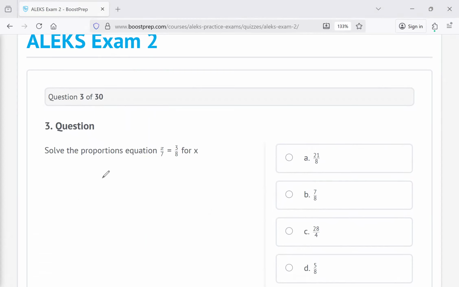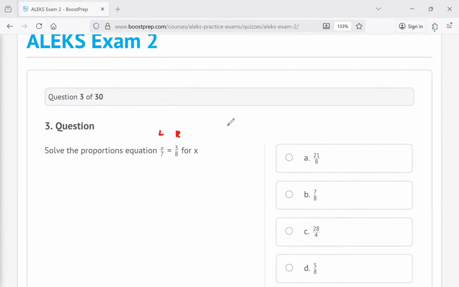Okay, question 3, solve the proportion. This one's easy. We have x over 7 equals 3/8. Why is this easy? Because there's only two sides. You have the left, and then you have the right. If you have more than two sides, like three sides, you have to get rid of the denominator by multiplying both sides by the LCD.